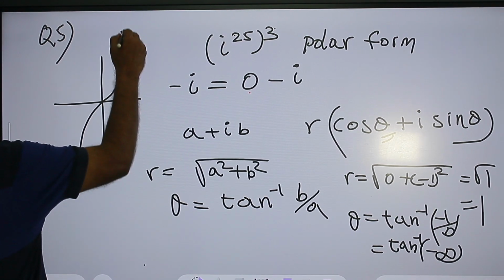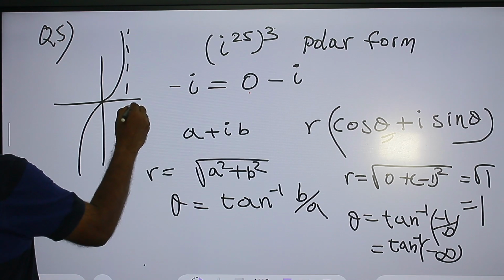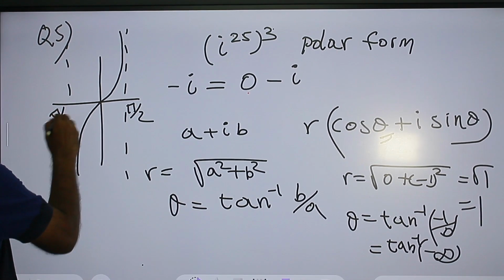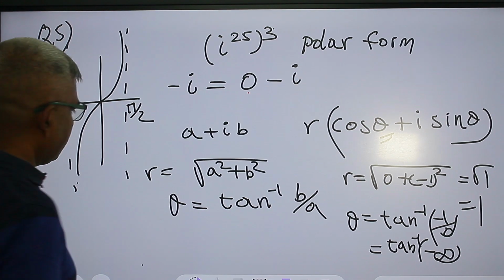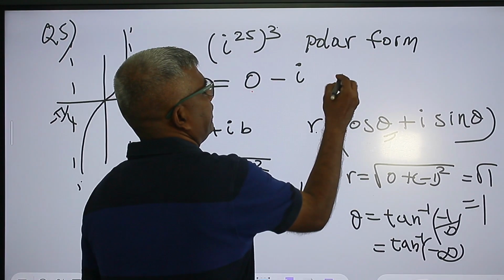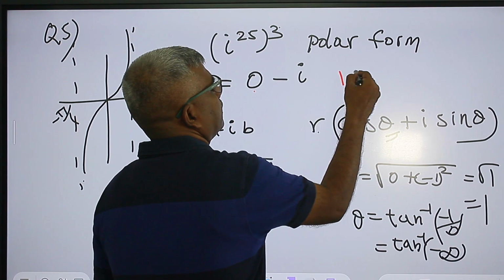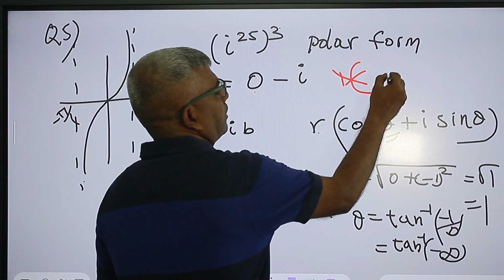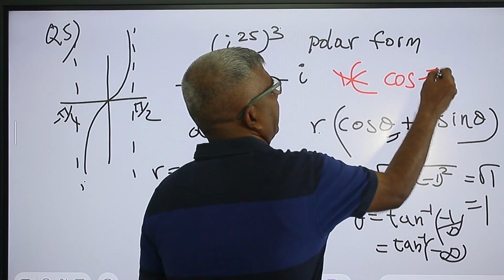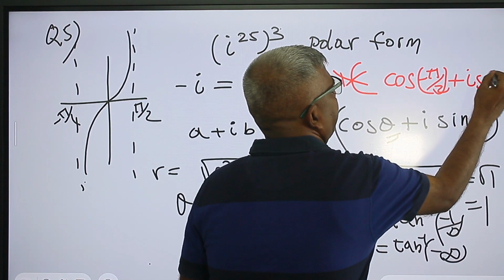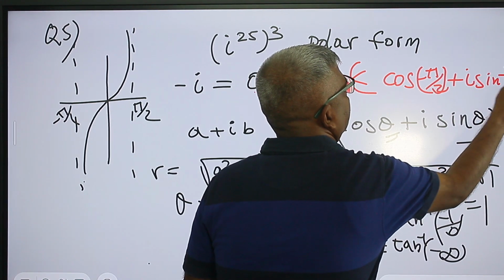You see, this is pi by 2 plus infinity, minus pi by 2 minus infinity. So theta is equal to minus pi by 2. So R value is 1, times, you no need to write it out. So cos minus pi by 2 plus I sin minus pi by 2.